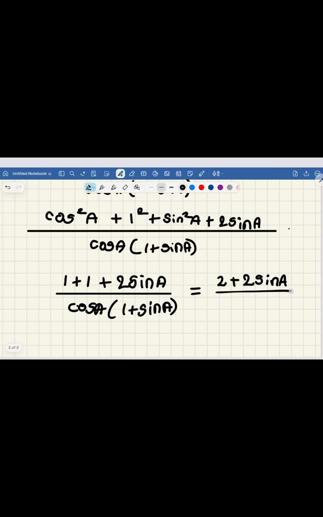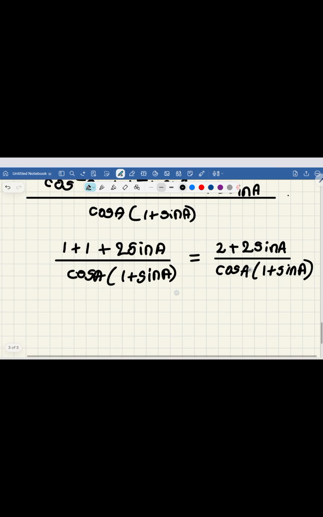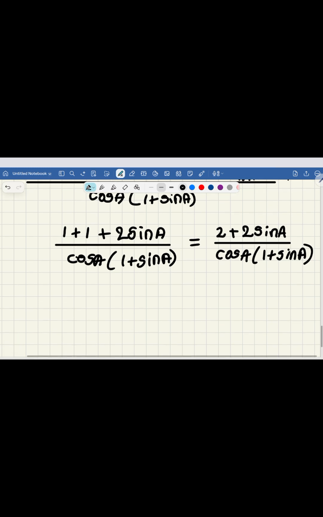by cos A into 1 plus sine A. That's all right. Of course, I think you all got my point. Now what you're gonna do, take 2 common in the numerator. That's quite simple. 2 1s are 2, plus sine A, that is 2 sine A. So you're just taking 2 common in the numerator, nothing else.